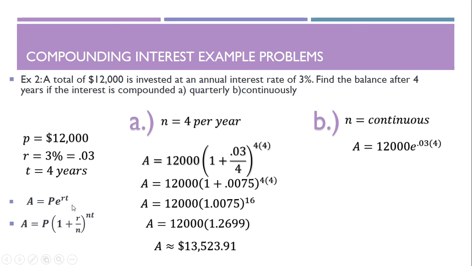For compound continuous, we don't have an n because it is continuous, so it's just continually going. And we use A equals PE to the RT. So keep in mind, E is a number, so we don't have to plug in anything for that when we plug in our info. The first thing I'm going to do is multiply the exponents, and then I can just plug it right into my calculator. I get $13,529.96. So as you can see, putting in a principal of $12,000, if you compound it quarterly versus continuously, you do end up with a little bit more money when you compound it continuously because you are compounding it a few more times.